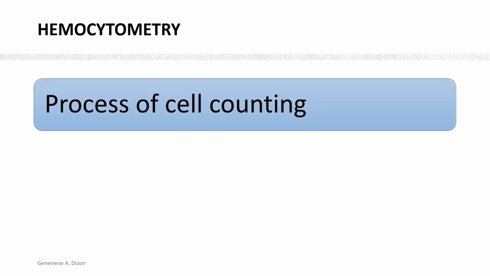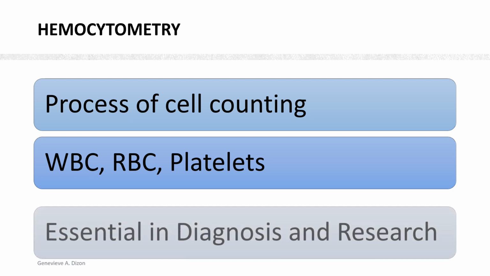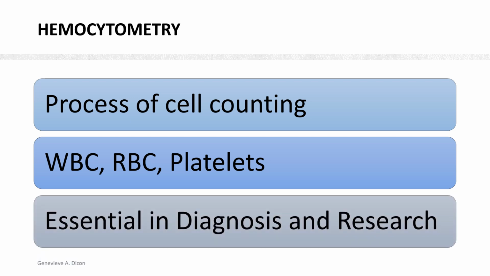Hemocytometry is a process of cell counting, usually done manually. The cells counted are the white blood cells, red blood cells, and platelets. The counting of cells is essential in the diagnosis of diseases and also essential in research.